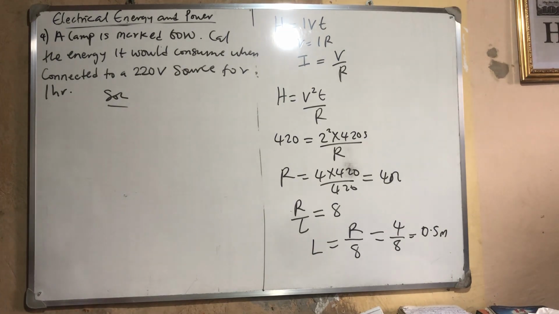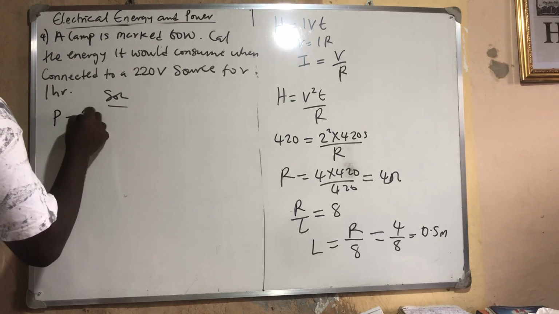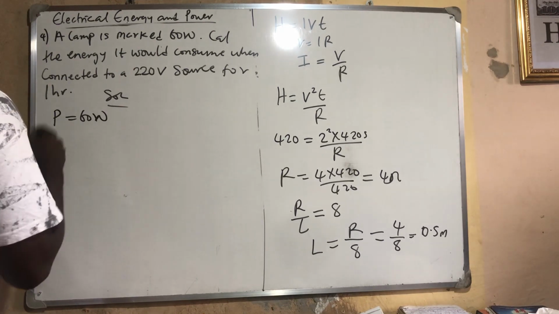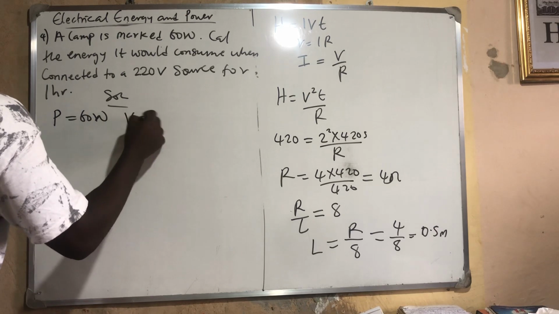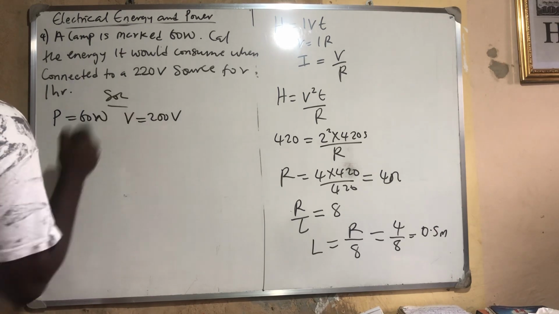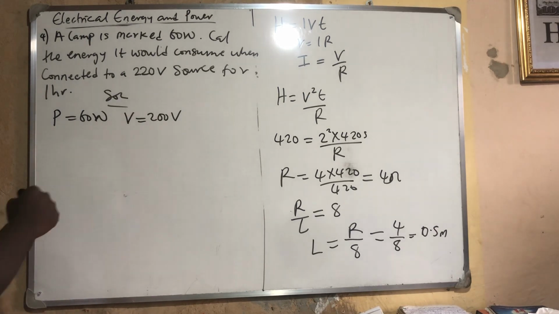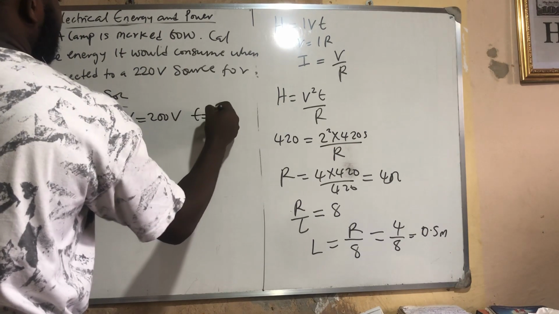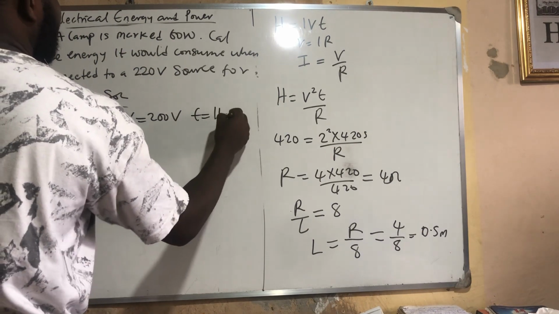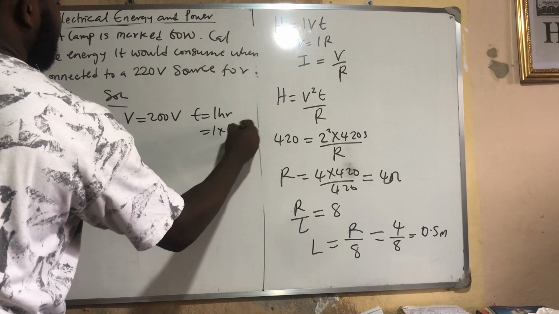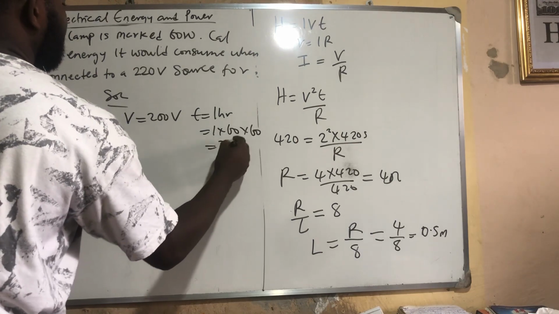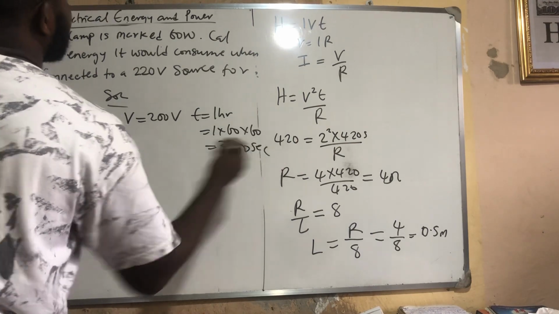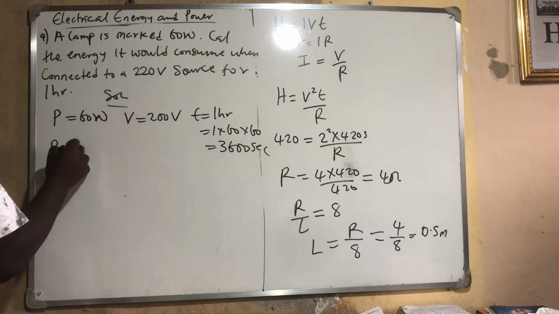Okay, now we know that, let us bring our parameters. The power they gave me is 60 watts. And then what else did they give me? They gave me volt as 200 volts. What else did they give me? They gave me time as 1 hour, which is 1 times 60 times 60, which is 3600 seconds.